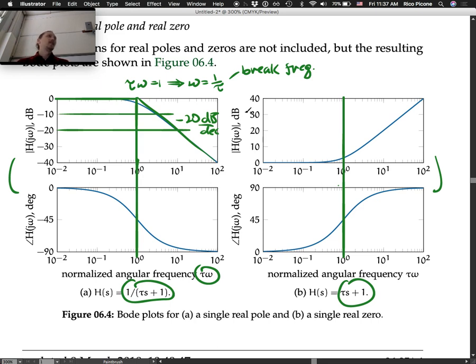Okay. So you got to find where this break happens. You got to find, then you know what the slope is above that break. You know what the value is below that break. And you can sketch. This intersection, you notice that it's not really a sharp angle here. This is a curve that happens. This happens at negative 3 dB.